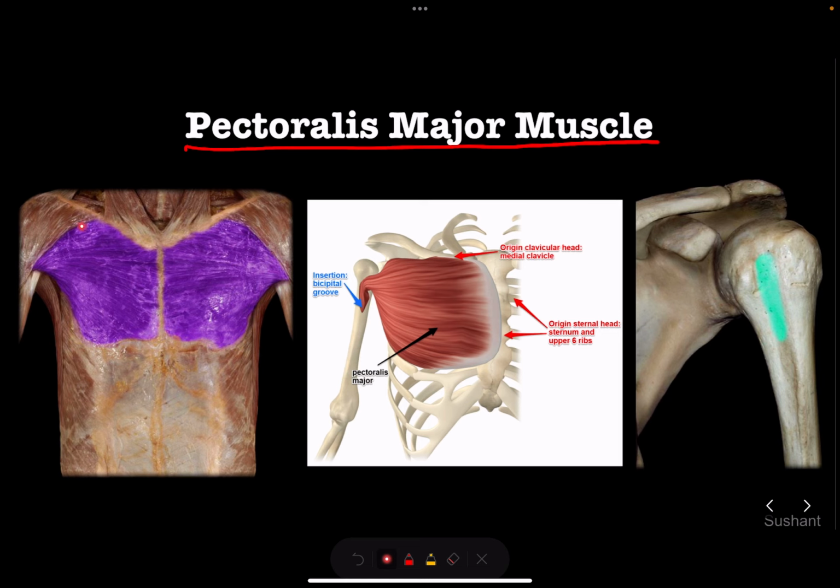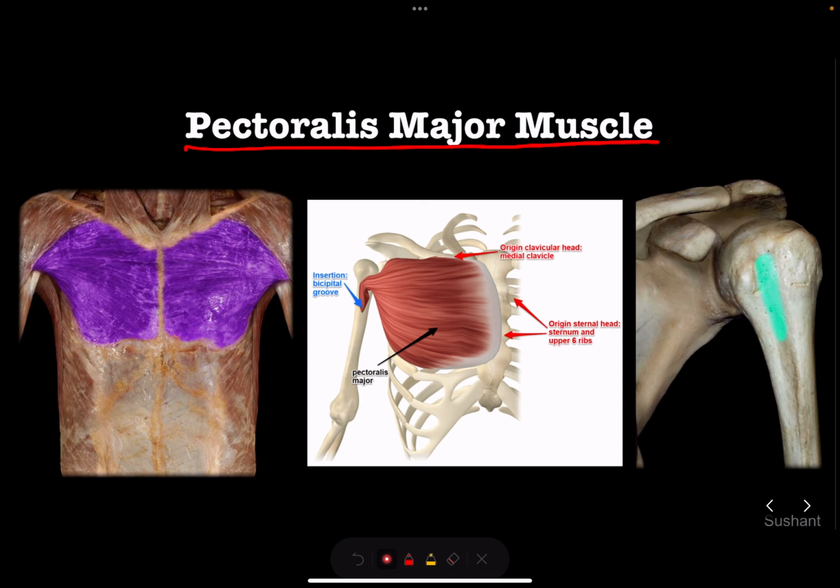So deep to the pectoralis major and minor will be the axilla. One of the structures forming the anterior wall of the axilla is the pectoralis major muscle. There is a region here known as the deltopectoral groove, which lies between the anterior fibers of the deltoid, this muscle here, and the superior fibers of the pectoralis major muscle. This is known as the deltopectoral groove.